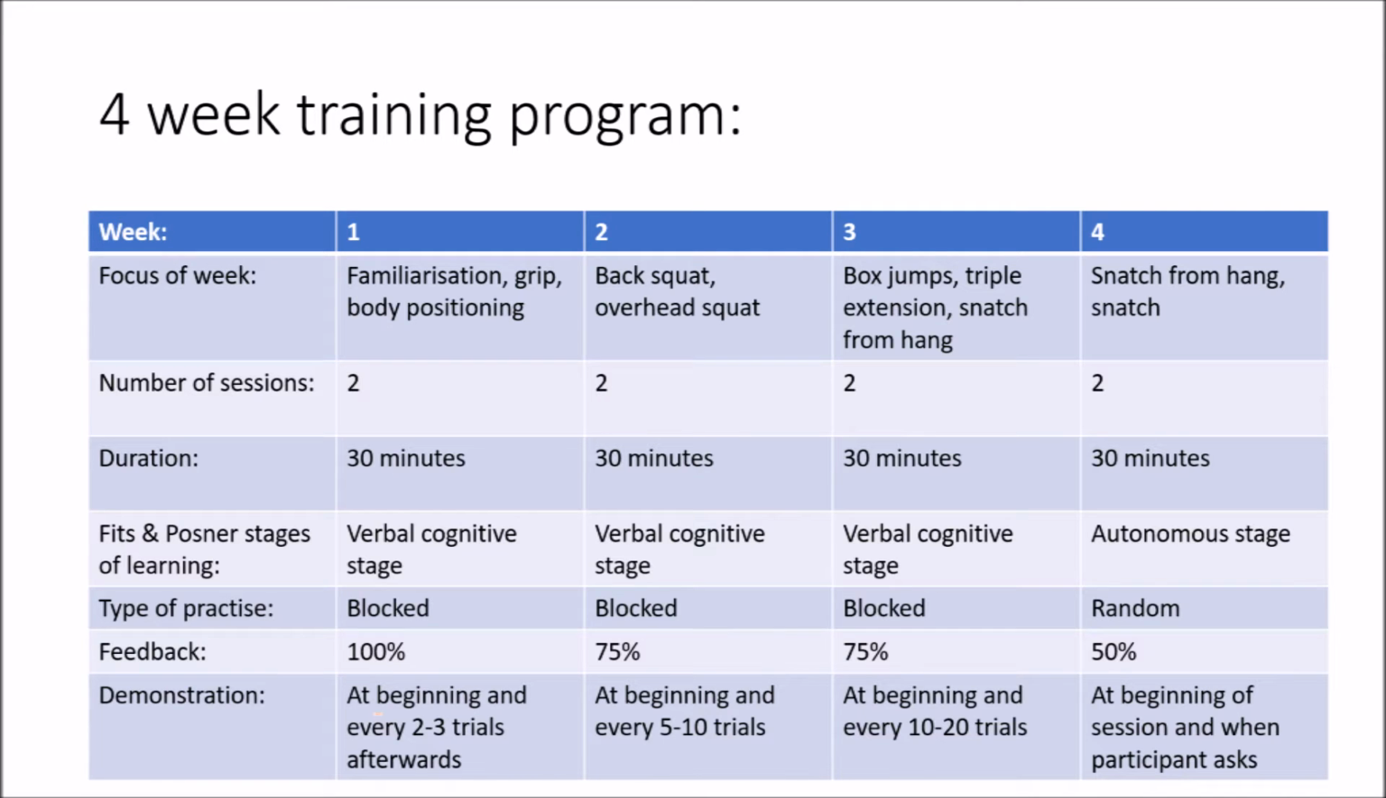Blocked practice will be completed at the beginning and has been shown to improve learning. In week 4, random variation will be used between snatch from the hang, and triple extension.